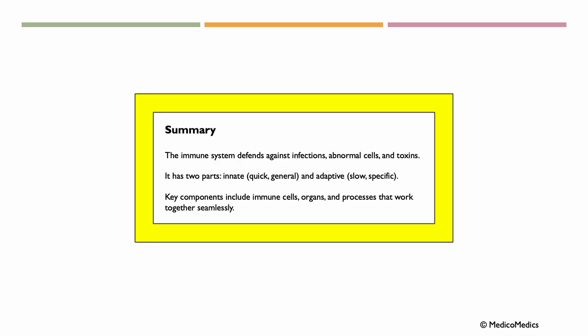So in conclusion then, the immune system defends against infections, abnormal cells, and toxins. It has two main parts, the innate, which is quick and general, and our adaptive immune system, which is slow and specific. Key components include immune cells, organs, and processes that work together seamlessly.